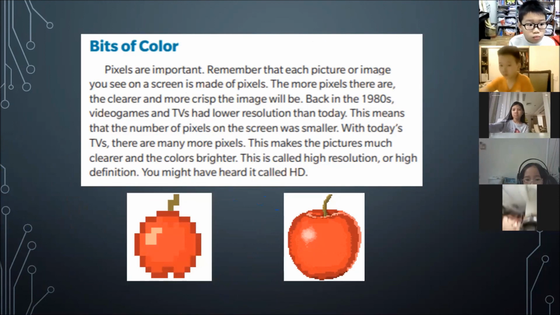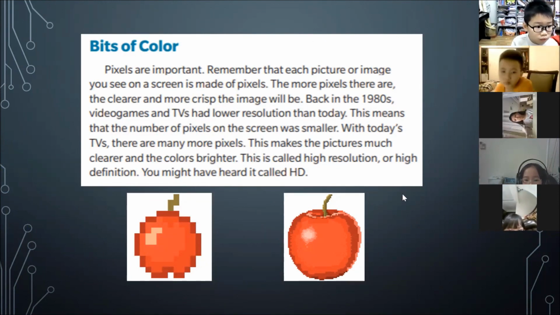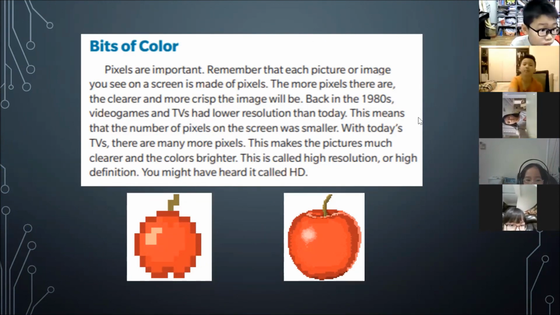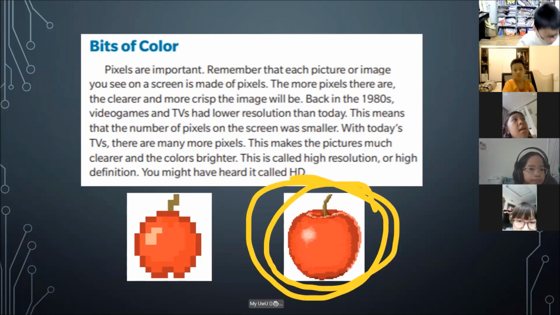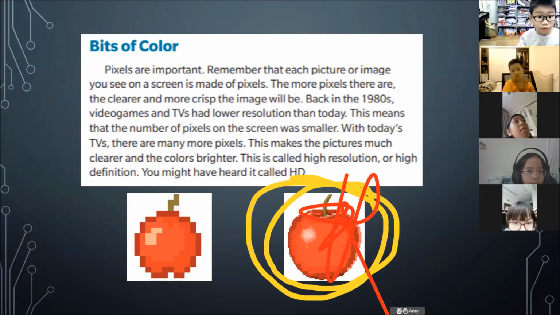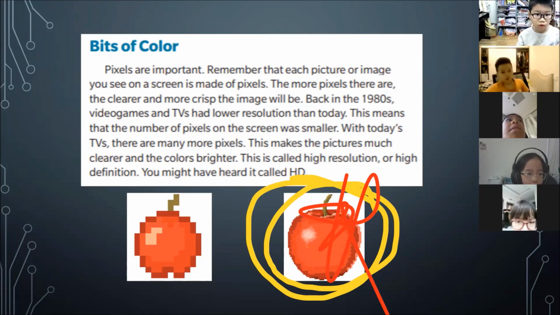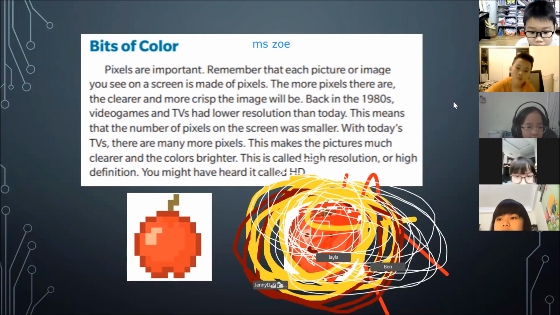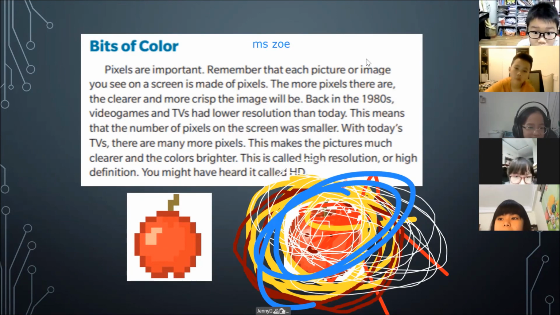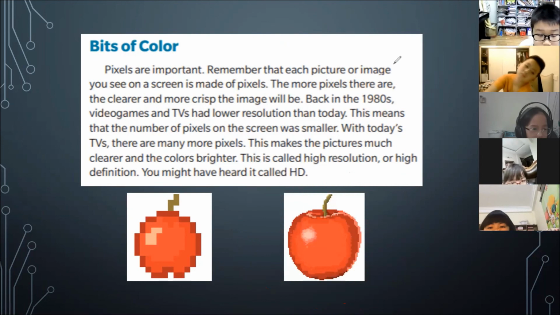Yeah. Thank you. And then super quickly, put a circle around the high definition apple. Okay, we should know which one that is. Good job, Hang Me. We should know which one that is because it will have more detail. The edges will be smoother. Okay, and stop. You guys are correct. Just a quick little bit on pixels.